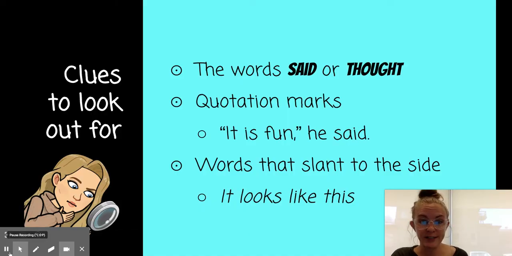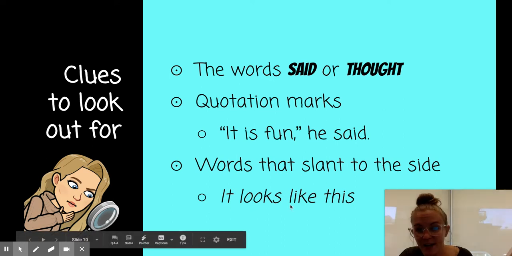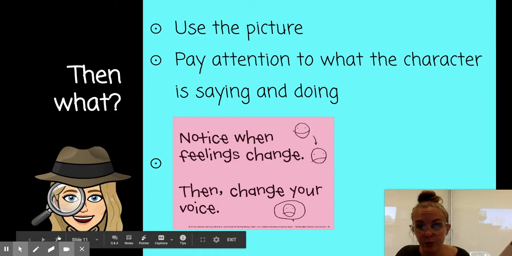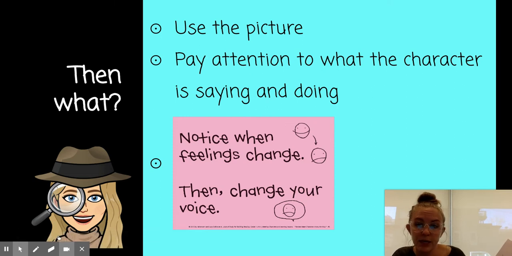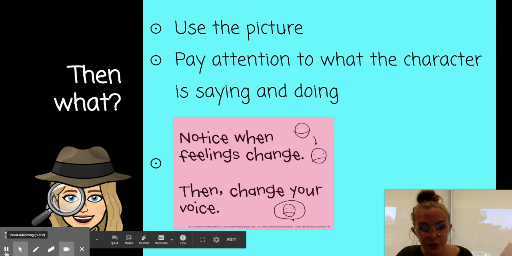So, to recap what I did on that page: first I looked out for clues like the words said and thought. I looked for quotation marks that told me those are the words that the characters are going to say. I looked for words in italics, slanted to the side, which told me that's a character thinking something. Then, once I knew where I was going to have to change my voice, I used the picture to help me think about how the characters might be saying it, how they might be feeling by what they're saying and what they're doing. Let's read another page and see if we can change our voices as well.